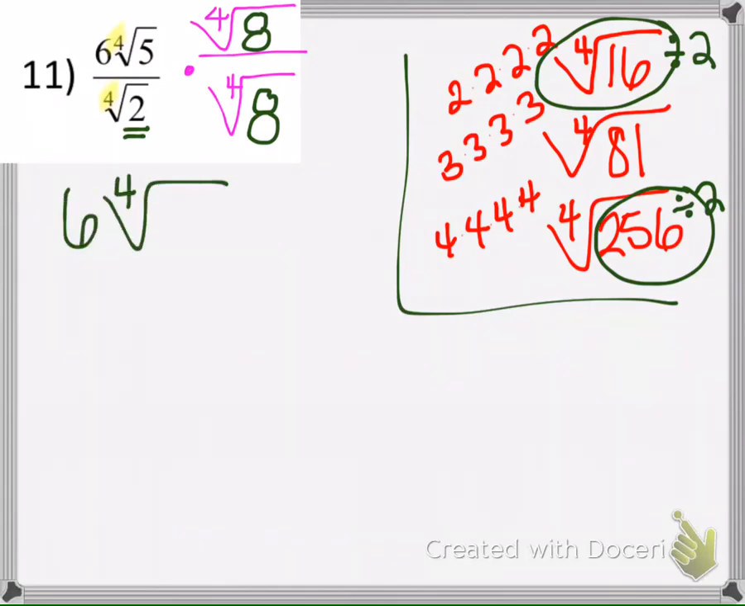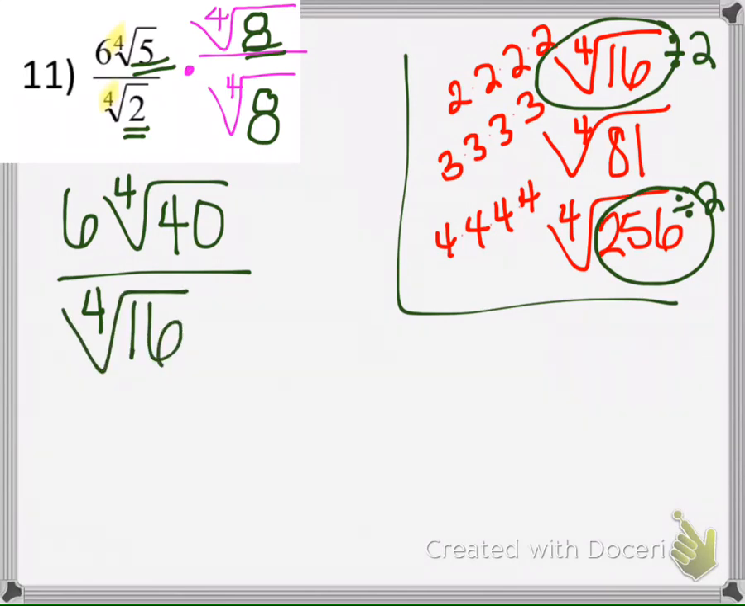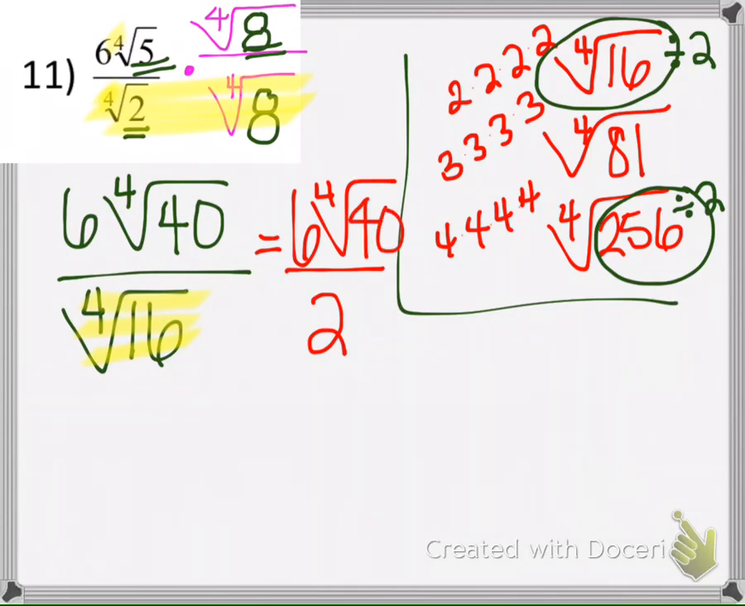So now I have 5 times 8 is 40. And then we have the 4th root of 16. And the whole purpose of doing this is to make it the 4th root of 16, because what times itself 4 times is 16 is 2. So now we have this. And I could take the 6 and the 2 because they are not in a radical, and I can simplify it. 2 goes into 2 once, and 2 can go into 6 3 times. So now I have this.